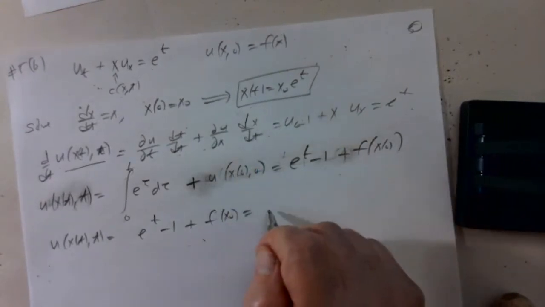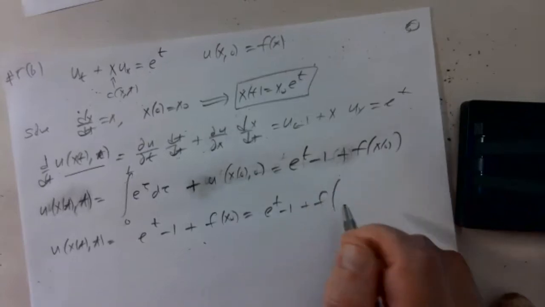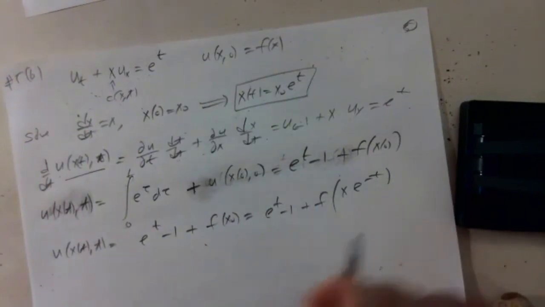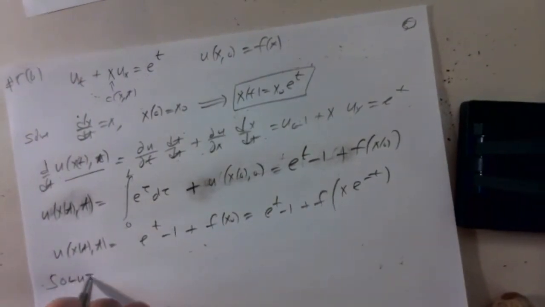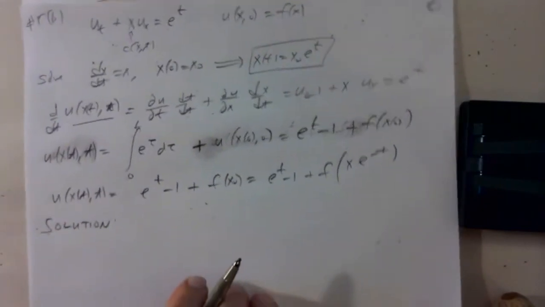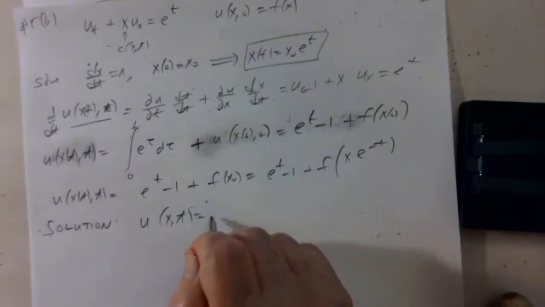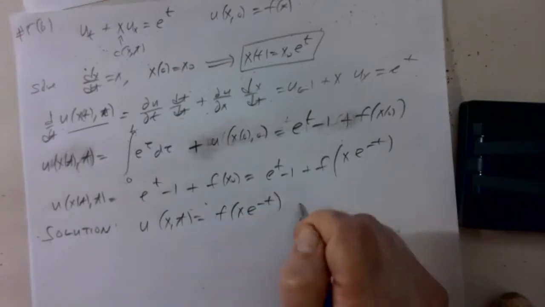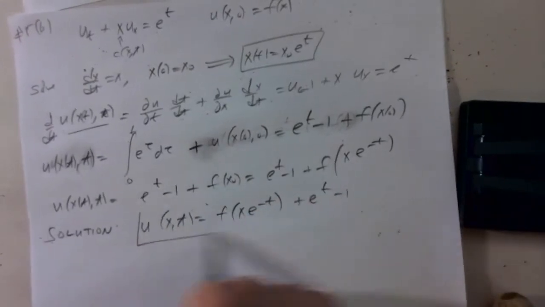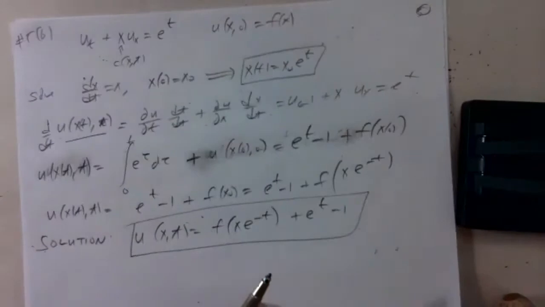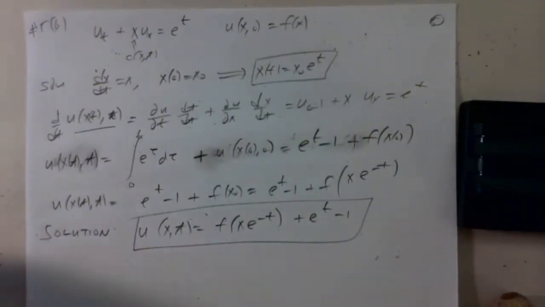What is x naught? It's x e to the minus t. So we've solved the problem. U of x, t is f of x e to the minus t plus e to the t minus 1. Well, I don't know. Maybe it's not right.